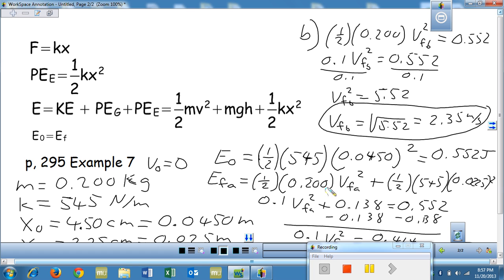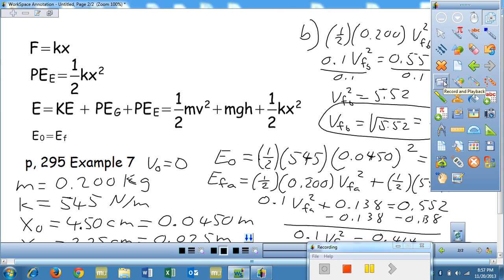So to review, we're basically just saying that the initial energy is equal to the final energy, and in each case the energy is equal to the kinetic energy plus the gravitational potential energy, which doesn't come into this problem at all, plus the elastic potential energy. So it's 1/2 mv squared for the kinetic, mgh, which didn't come into this problem since it was on a horizontal table, and 1/2 kx squared.